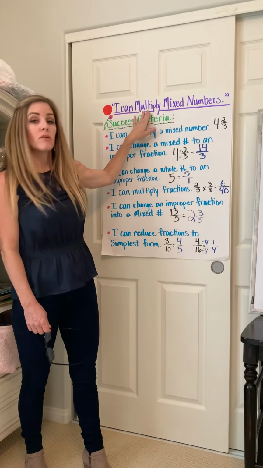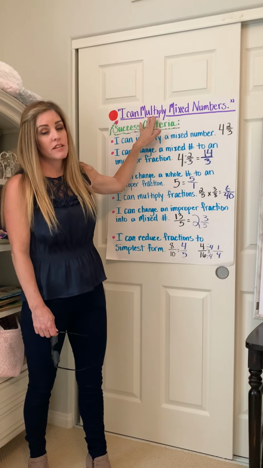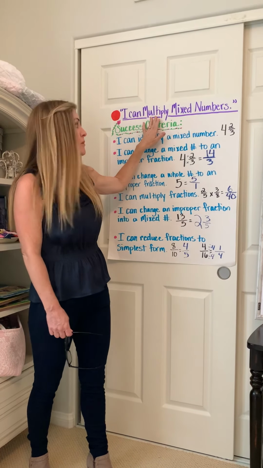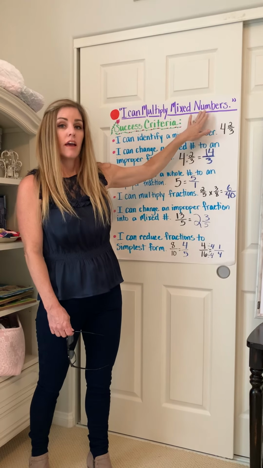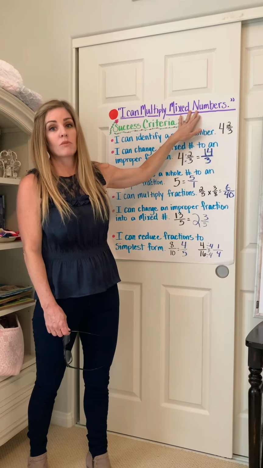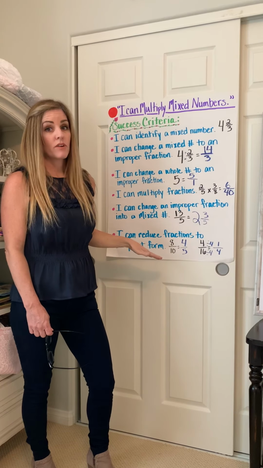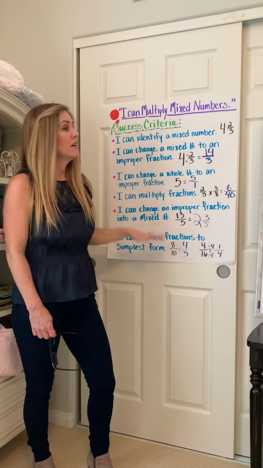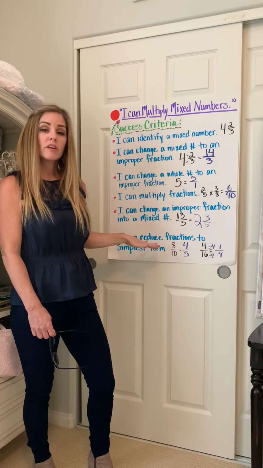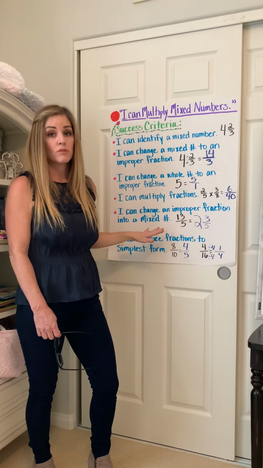Today's learning target that we're going to be taking a look at is I can multiply mixed numbers. We already know what multiply means. We did that on our previous lesson, multiplying decimals. But now we're going to be multiplying mixed numbers. And we're going to be identifying that as one of our success criteria today. We have a longer list of success criteria than we did last time, so hang in with me. It should be review, but some of it might not be fresh, so we'll do our best to get it fresh.